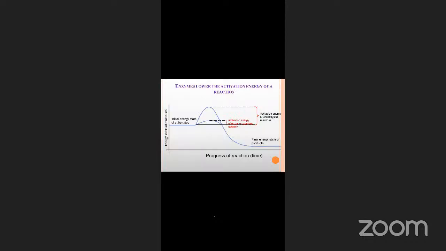This is the same as the graph I explained earlier: the initial energy state and the final energy state of the product. This barrier is covered by the activation energy, and that activation energy is lowered in the case of an enzyme catalyzed reaction.